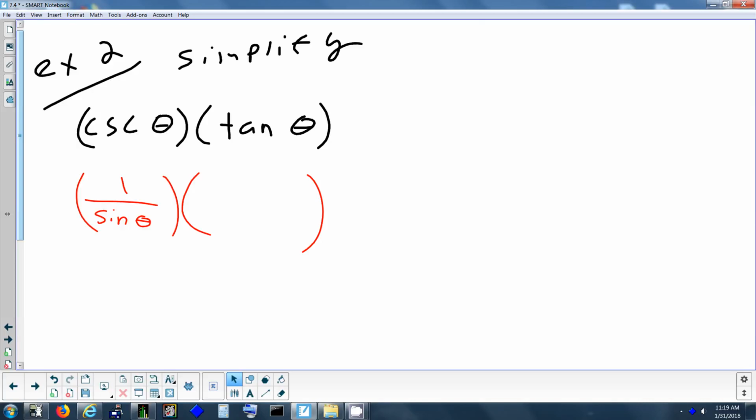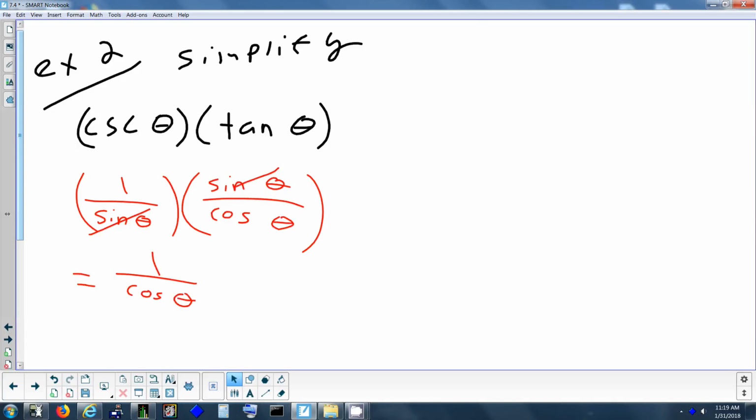Caitlin. Is that sine? Yep. It would be sine over cosine. And now when you multiply fractions, you go straight across. So what would cancel out here? Sines. And now you're left with 1 over cosine.